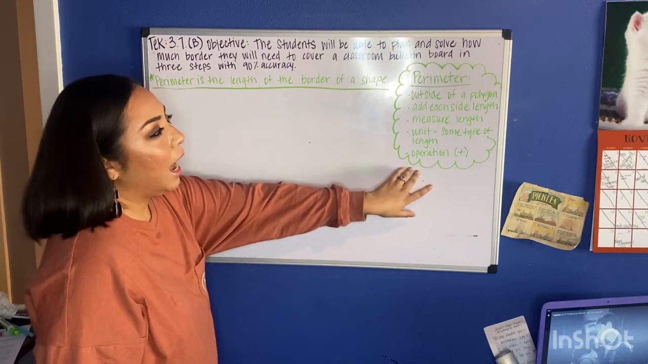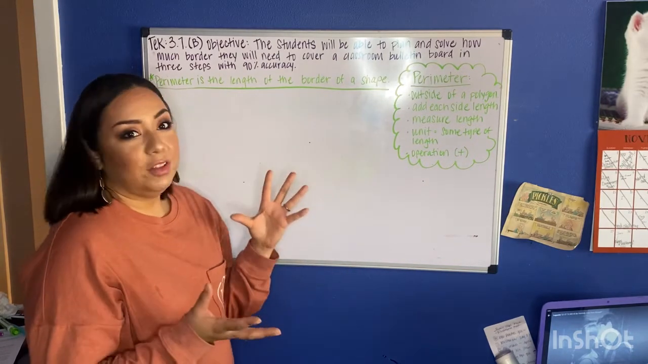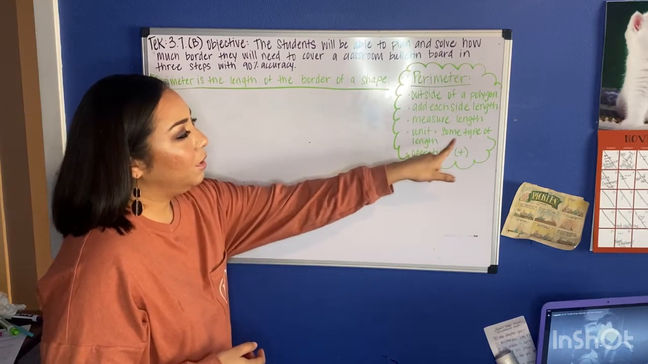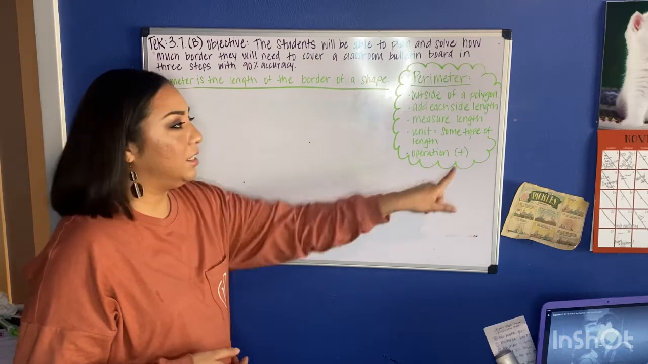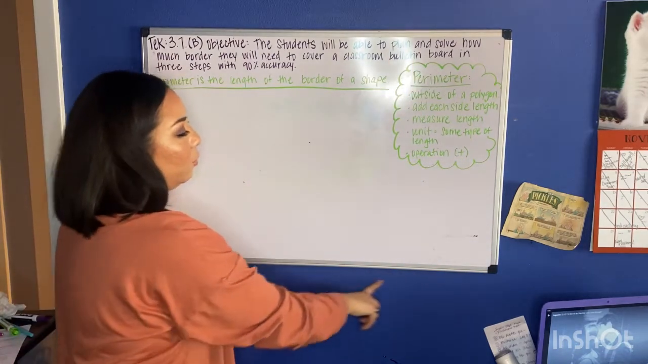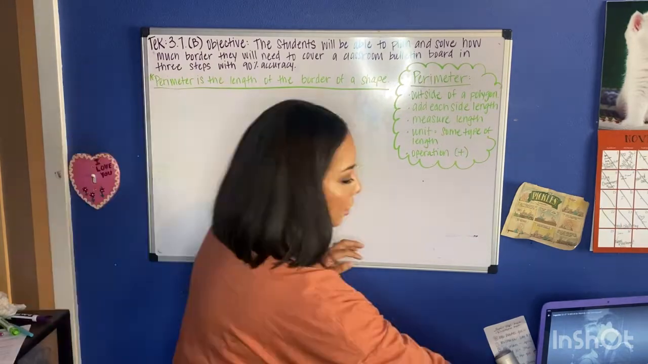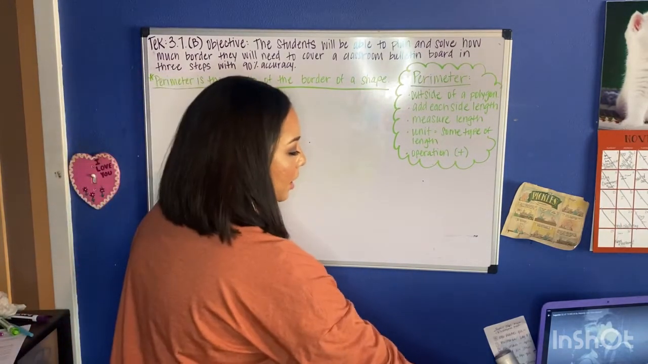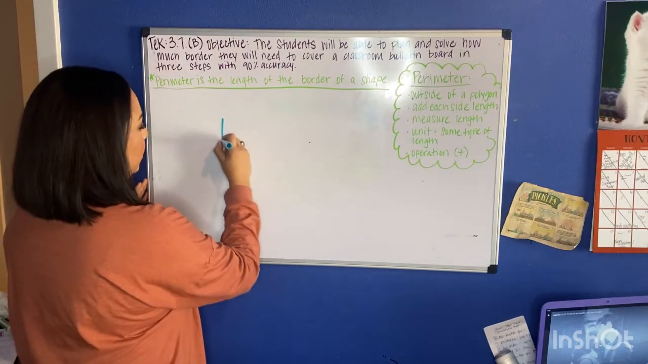Perimeter here, outside of a polygon. Add each side of the lengths to get the perimeter. Measure the length, unit, some type of length, and then the operation that we're going to be using is addition. To get our perimeter, we are going to be adding the lengths together. So let's go over some perimeter examples. Our first example that we're going to do is a rectangle.